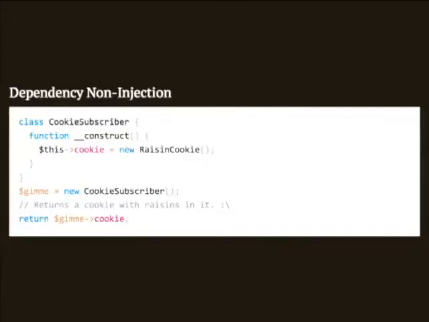So when we think about that, let's look at this dependency non-injection. I have this simple class with a constructor on it that says, what I want to do is call cookie subscriber. I want to subscribe and get cookies. This cookie equals new raisin cookie. So I'm actually creating an object called raisin cookie inside of the subscriber. Now I say gimme equals new cookie subscriber, and when I return that gimme cookie, I get a cookie with raisins in it. That sucks. I hate raisin cookies. So what if I want chocolate chip cookies?